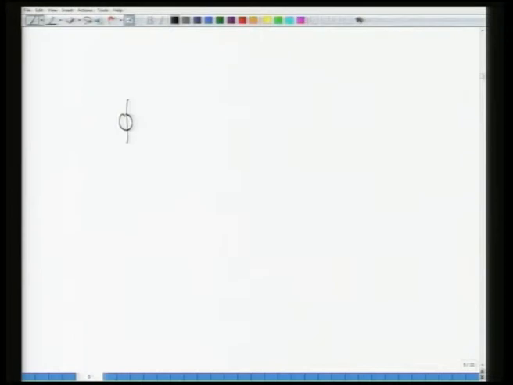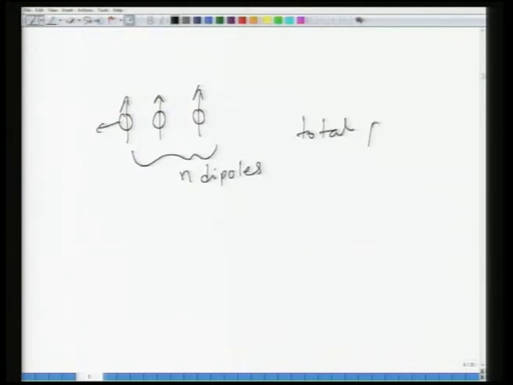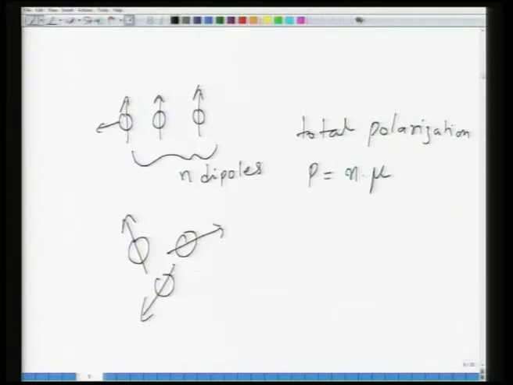So, let us assume a system in which all the dipoles are aligned in one direction. If you have a system like this, where you have one dipole like this, another dipole like this, another dipole like this, and you have n dipoles, then the total polarization P will be n times mu. However, if you had a system in which you have one polarization like this, another like this, another like this, another like this.